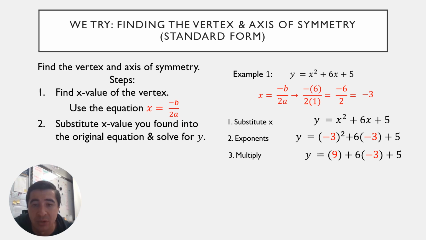Now my third step is to multiply. Now rewrite this equation after you multiply 6 times -3. If you got -18, perfect. So your equation should be y equals 9 minus 18 plus 5. Now our last step is to add those together and subtract. So what is 9 minus 18 plus 5? Go ahead and write your answer below.